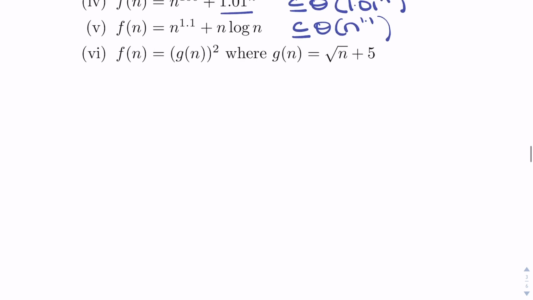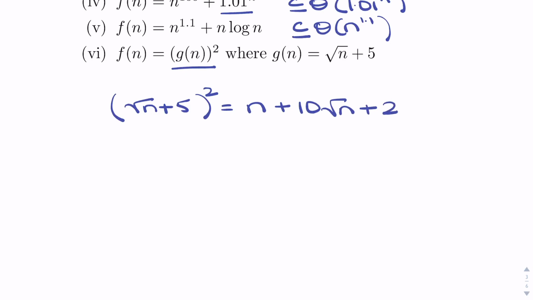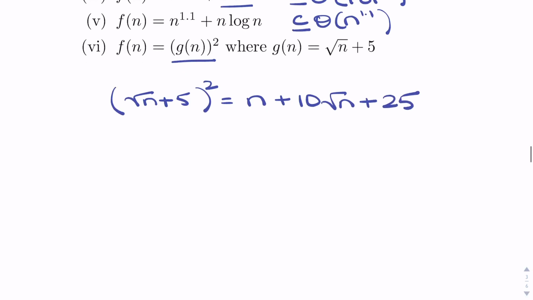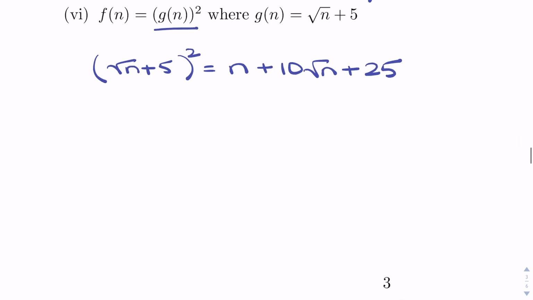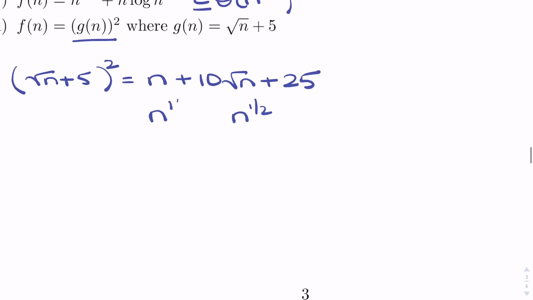So for part 6, we have f of n is equal to g of n the whole squared, where g of n is equal to root n plus 5. So let's actually expand this and see what we get. So we have a root n plus 5. And if we square that, we get n plus 10 times root n plus 25. So this has two functions of n. This is an n to the 1. That's an n to the half. And this n to the 1 is going to dominate. So this entire expression is going to be theta of n.